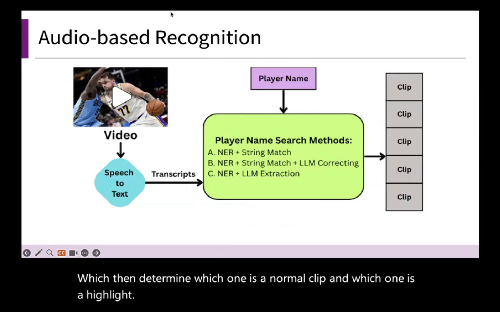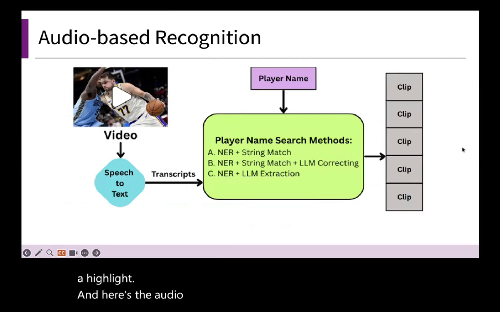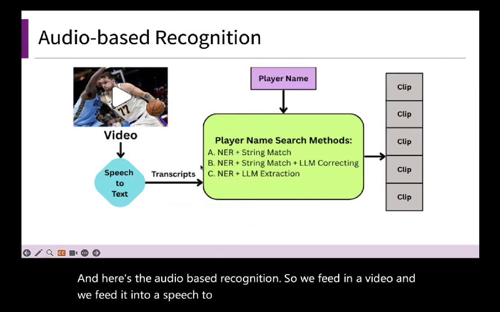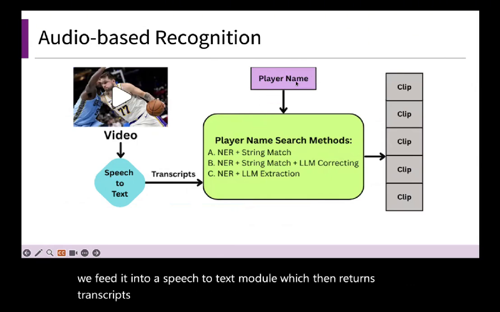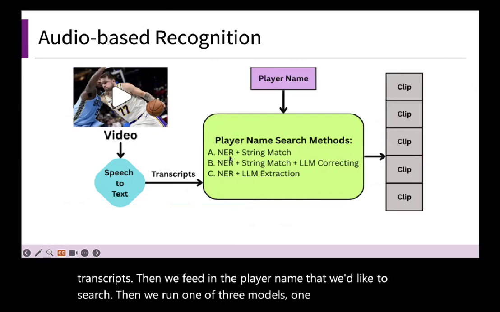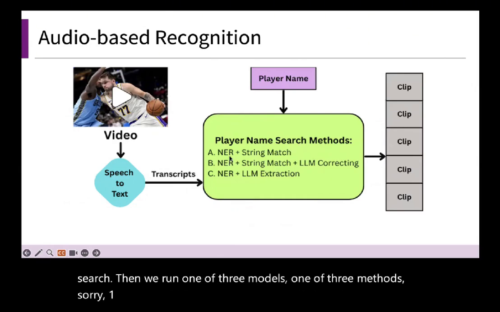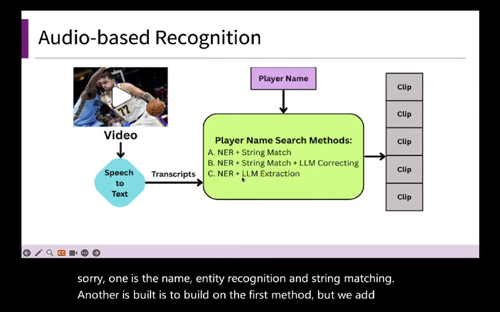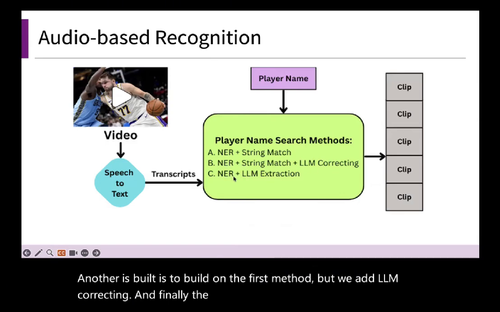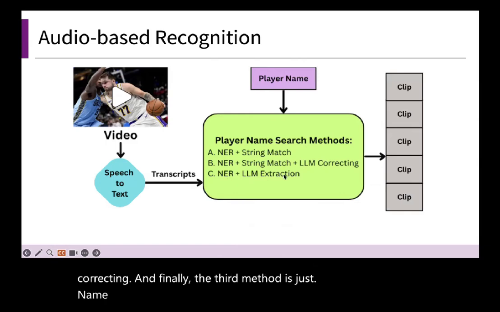And here's the audio-based recognition. We feed in a video into a speech-to-text module, which then returns transcripts. Then we feed in the player name that we'd like to search. Then we run one of three methods. One is named entity recognition and string matching. Another is built on the first method, but we add LLM correcting. And finally, the third method is just named entity recognition as well as LLM-based extraction, and it'll return segmented clips.